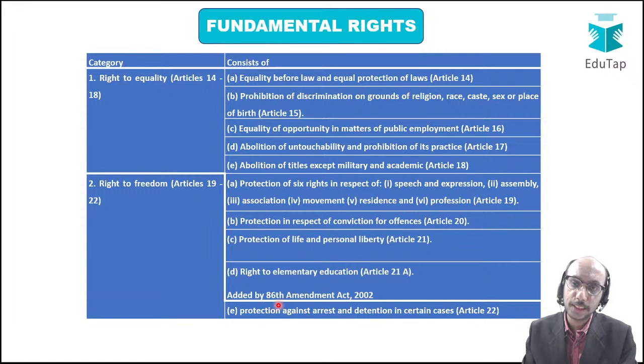How do you remember this? 8 plus 6 equals 14. 14 is a very important number, right? So through this 86th Amendment Act, we have added right to elementary education. So 8 plus 6, 14. We have added 21A via the 86th Constitutional Amendment Act. And Article 22 talks about protection against arrest and detention in certain cases. Okay. So right to freedom के अंदर ये आर्टिकल्स आपको मालूम होने चाहिए. Right to equality के अंदर आपको ये आर्टिकल्स मालूम होने चाहिए. Right to freedom के अंदर आपको ये आर्टिकल्स मालूम होने चाहिए.